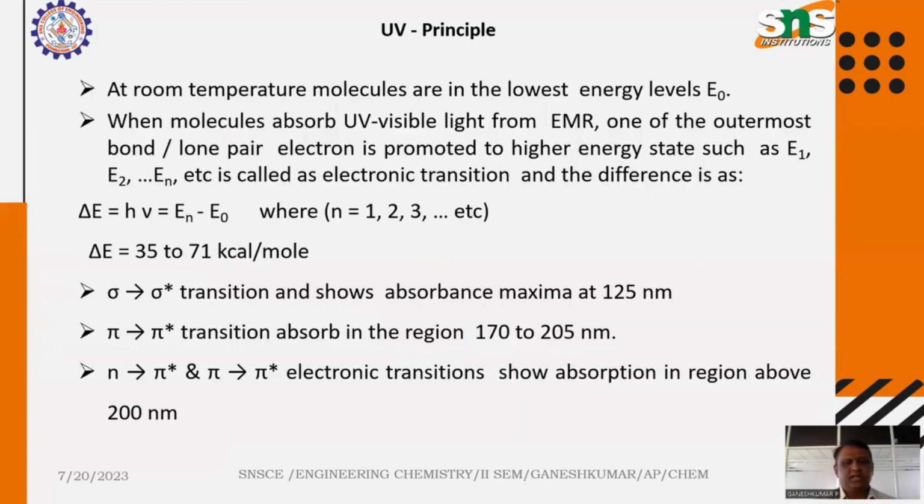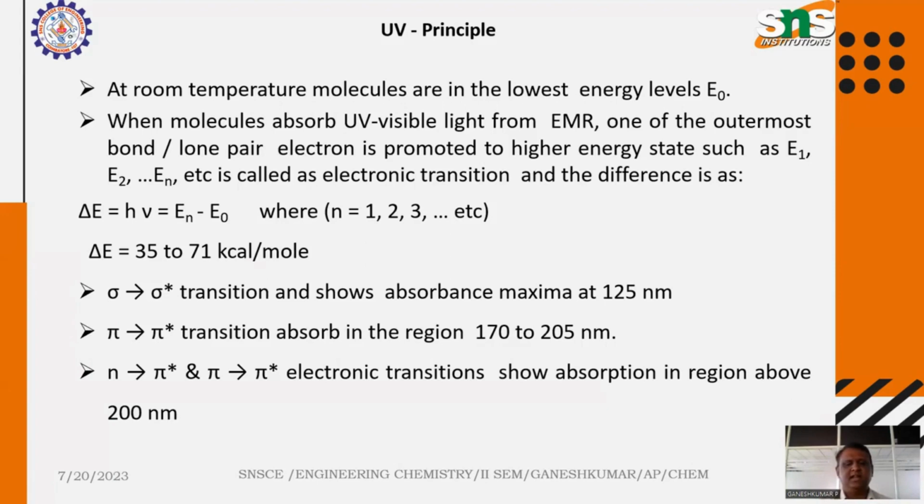At room temperature, all the atoms have an energy level in the ground state, that is E0. When they absorb electromagnetic radiation, particularly ultraviolet radiation here, the electrons are promoted to a higher energy level by absorbing some amount of energy. For example, if the electrons move from sigma to sigma star, we call it a sigma to sigma star transition, which involves a single bond. The absorption will be a maximum at 125 nanometers.